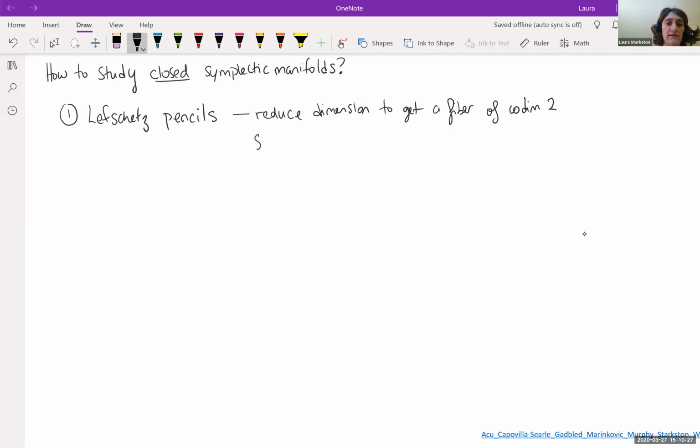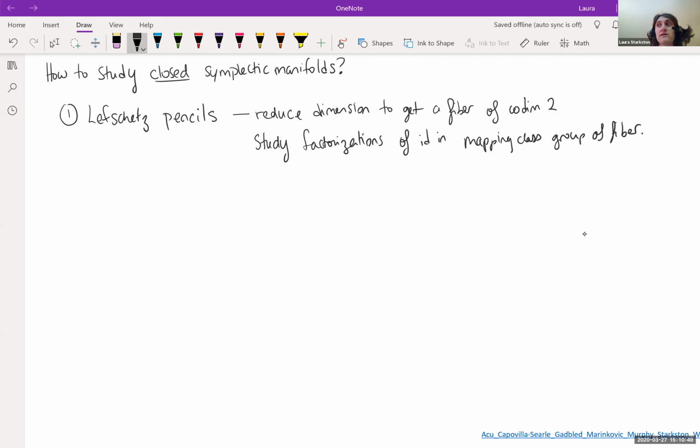and then I have to study factorizations of the identity in the symplectic mapping class group of that fiber in order to understand my closed symplectic manifold from this topological or symplectic topological perspective. The complication is that mapping class groups are pretty complicated, and understanding positive factorizations is a pretty difficult problem. Even in dimension 4, when we're looking at surface fibers, there are some very complicated factorizations of the identity, and some people are very talented at this, but it's clearly a hard problem.